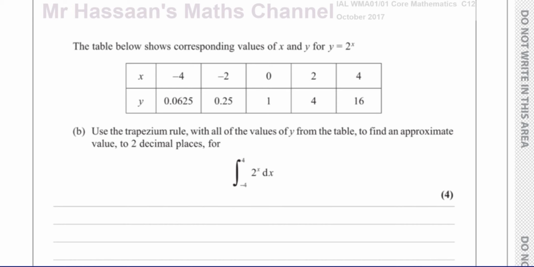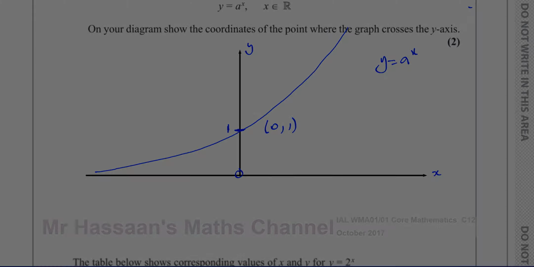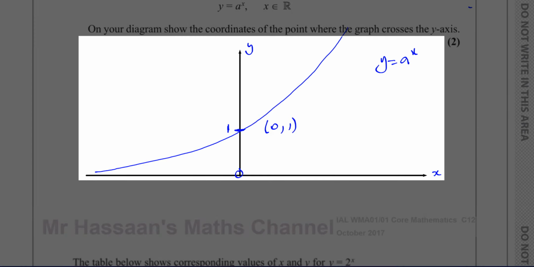Okay, we want to use the trapezium rule with all the values of y from the table to find an approximate value to 2 decimal places for this. So what I'll do is I'll take a little sketch, a little screenshot of this curve, and I will use it to just illustrate how the trapezium rule works.